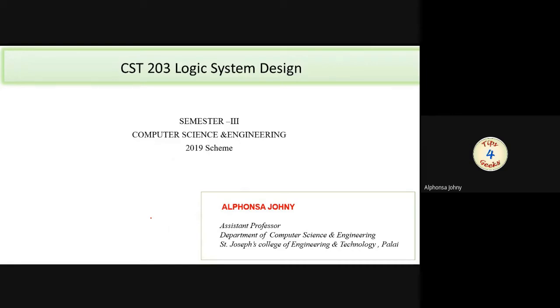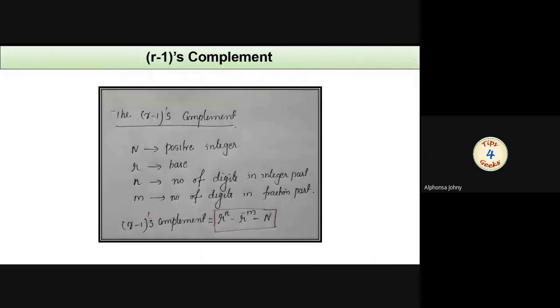In this lecture, we will study the computation of r-1's complement. In the previous lecture, we studied r's complement, where r denotes the base of a number system. Consider the decimal number system. r's complement is 10's complement. So what is r-1's complement? That is 9's complement. In the case of the binary number system, r is equal to 2. Therefore, r's complement is 2's complement, so r-1's complement is 1's complement.